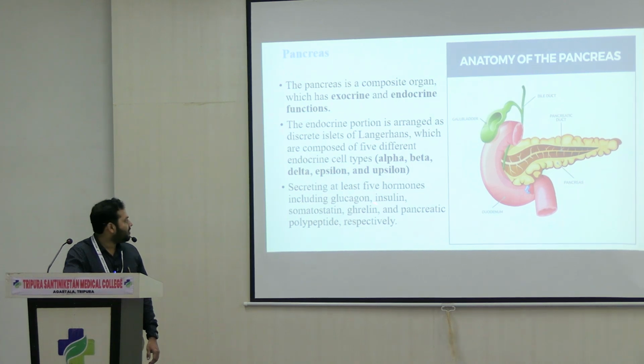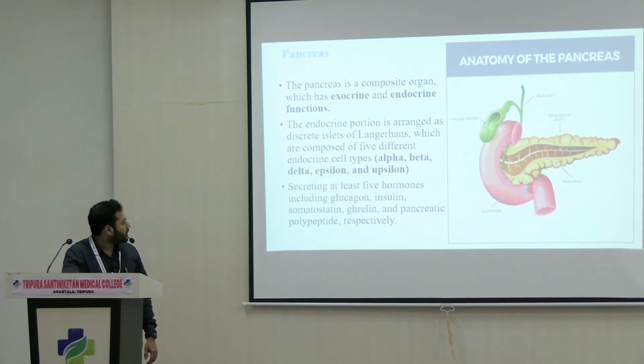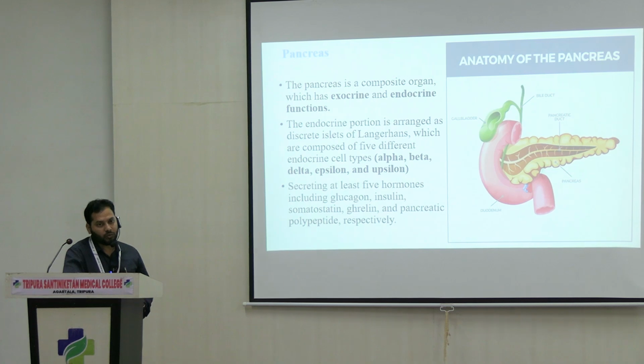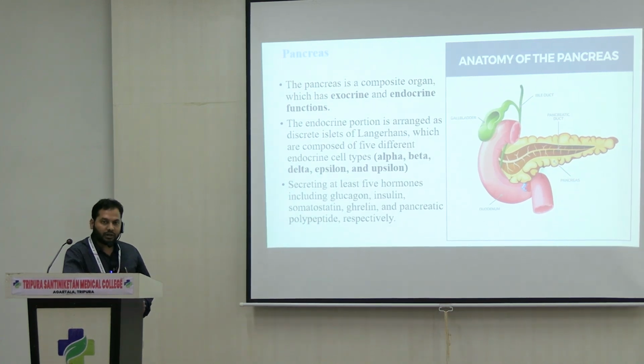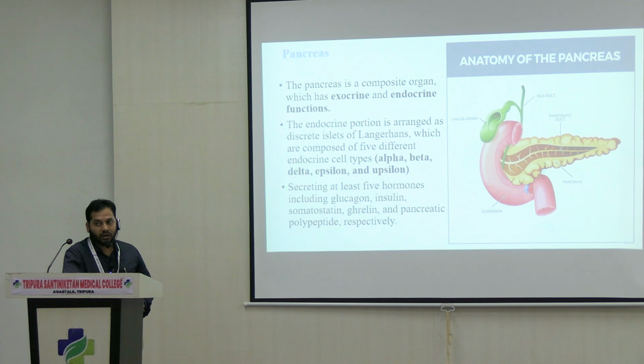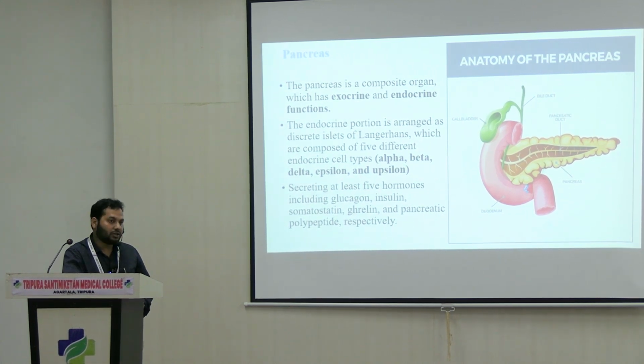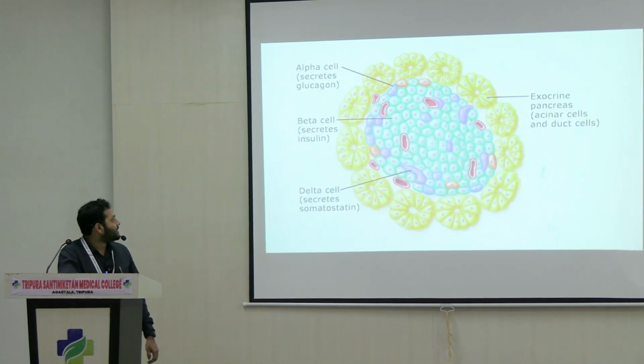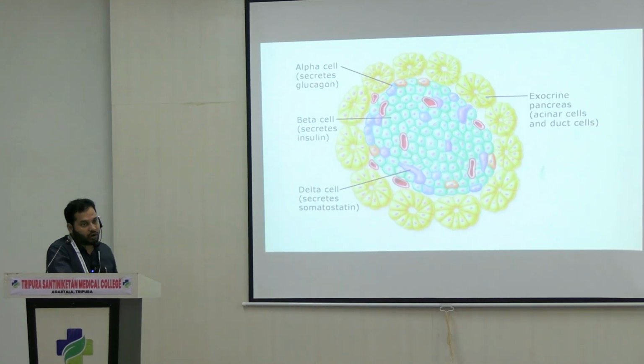It means the alpha cell secretes glucagon, the beta cell secretes insulin, the delta cell secretes somatostatin, epsilon secretes ghrelin, and epsilon secretes pancreatic polypeptide, right? All those hormones are equally important from a physiological point of view. Now, before proceeding to the main mechanism of hormone actions, we will first discuss the most important hormone, that is insulin.